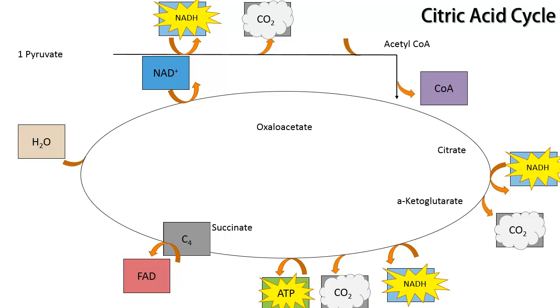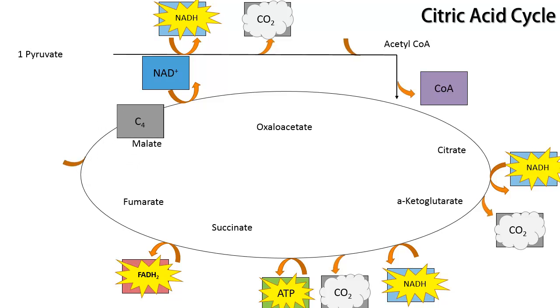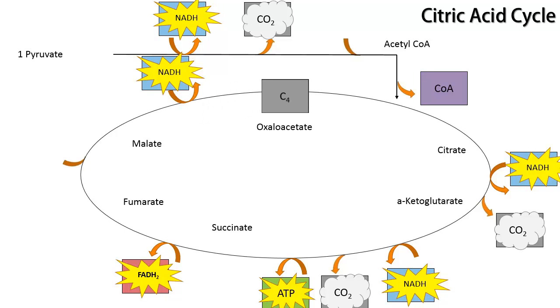That succinate will oxidize and reduce the FAD to create FADH2, and now we have fumarate, which is also a 4-carbon molecule. That 4-carbon molecule will undergo hydrolysis to create malate, which is another 4-carbon molecule. The malate will undergo oxidation to reduce NAD+ to create NADH. We then have oxaloacetate. So that oxaloacetate will be reacting with every single incoming acetyl-CoA produced from the pyruvates, which were produced from the glucose, which we started with.